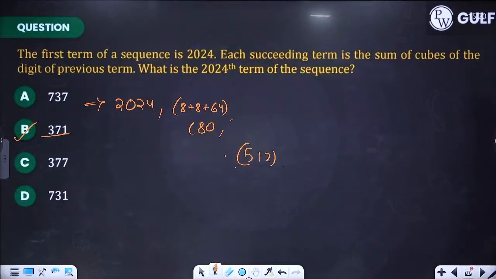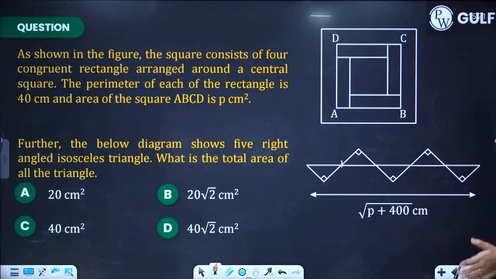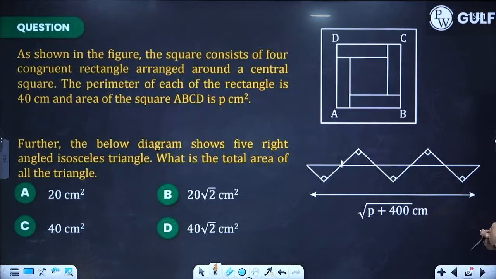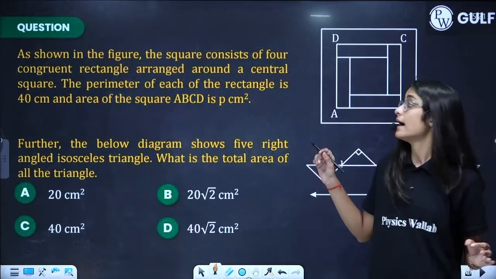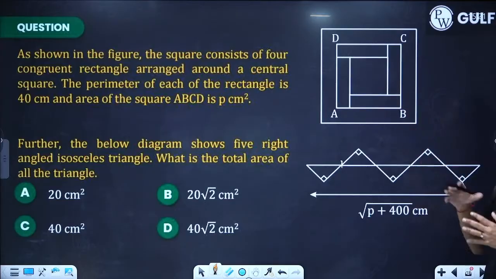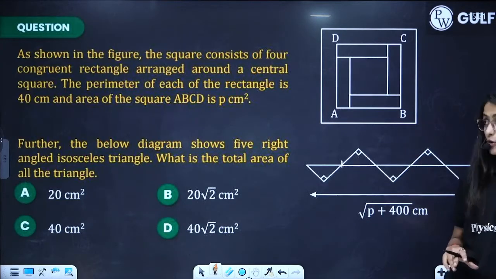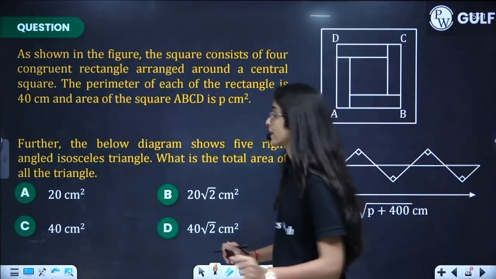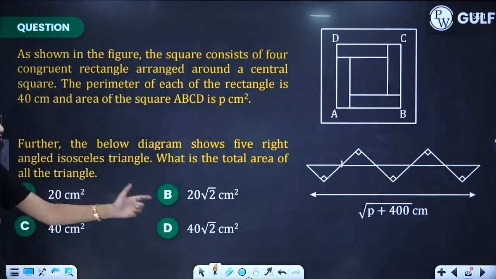Moving on to the next question. Now the next question says here, as shown in the figure, the square consists of 4 congruent rectangles arranged around a central square. The perimeter of each rectangle is 40 and the area of the square ABCD is p centimeter square. Okay, we'll see what we have to find next.